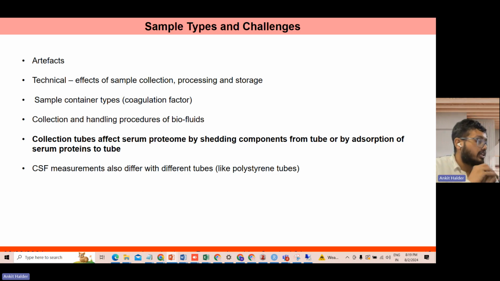So the technical artifacts that you will be introducing are not uniform, so you cannot do some kind of analysis and some kind of subtraction of that particular artifact. Then you will not be able to understand from where the variation has been introduced.